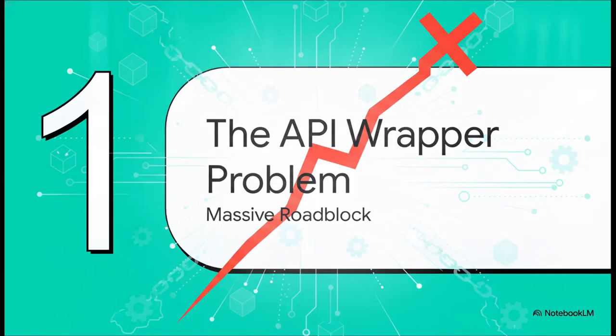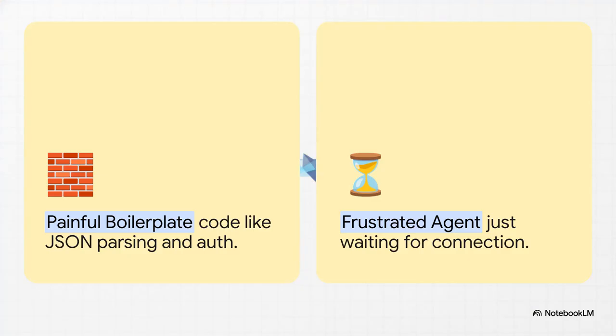Section 1. The API wrapper problem. A massive roadblock we all know too well. Here's the bottleneck we're dealing with today. On one hand, you've got this painful reality, endless boilerplate code. You're stuck writing JSON parsing logic, setting up tedious auth handlers, building error-catching safety nets. It's exhausting. And on the other side, you've got this highly capable, incredibly powerful LLM agent just waiting. It's totally idle. It's frustrated, honestly. It has all this potential, but it's completely blocked by the plumbing you are forced to build by hand.